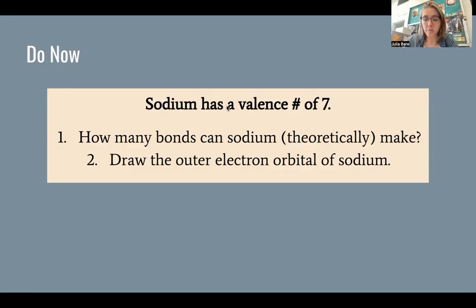Sodium has a valence number of 7. So using that information, figure out how many bonds sodium can theoretically make. This is going to be based on the number of valence electrons that you can figure out from the valence number. And then draw the outer electron orbital of sodium. Go ahead and pause the video and see if you can figure it out.